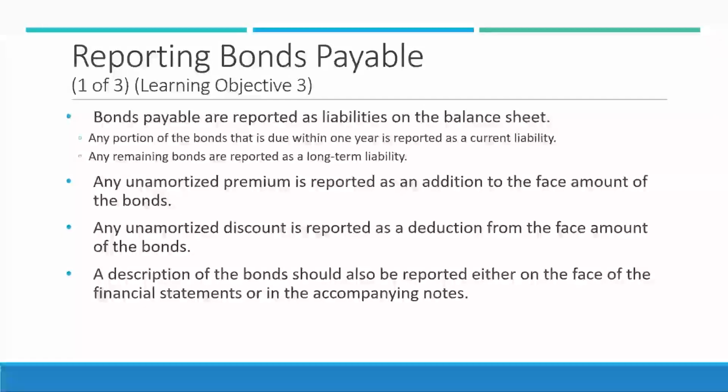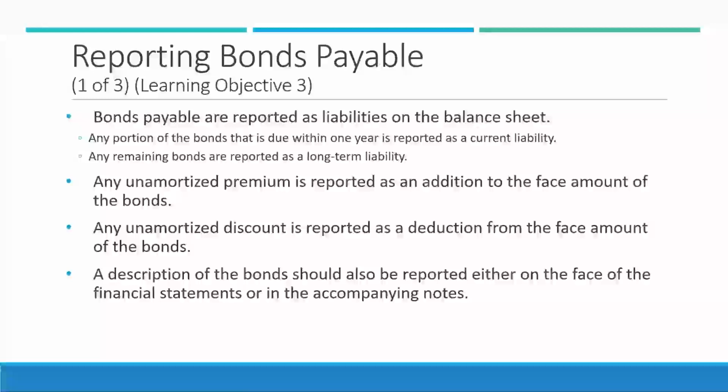They're reported as liabilities on the balance sheet, and any portion of the bond that's due within 1 year is reported as a current liability, and any remaining bonds are reported as a long-term liability. And the carrying value of the bond is the amount that's reported on the balance sheet.